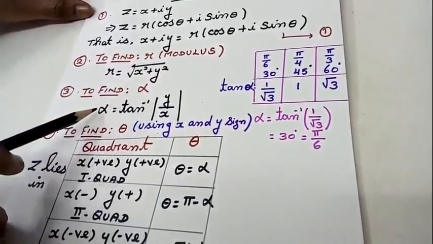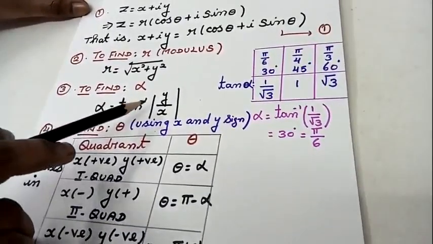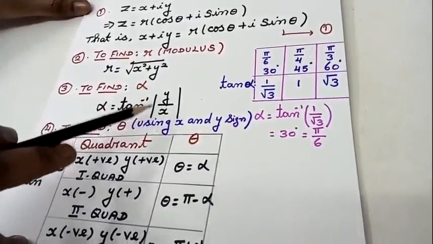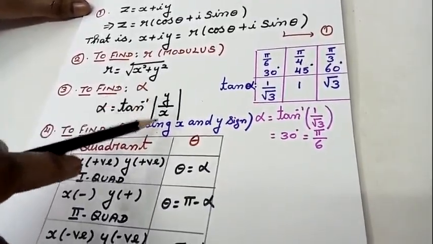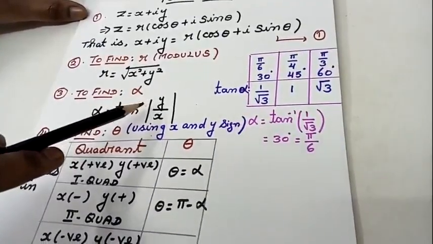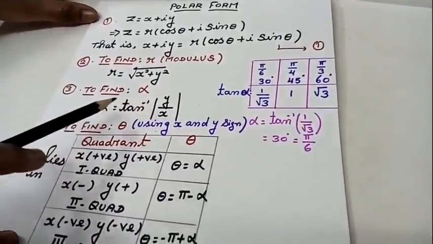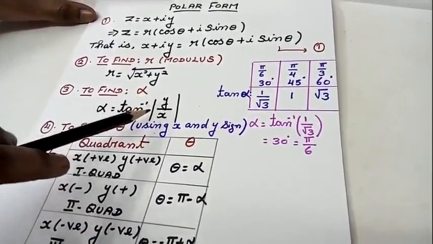So what is the formula for alpha? Alpha is equal to tan inverse of modulus of y by x. Don't forget this, students, modulus of y by x. Suppose you get a negative sign inside, you will convert it into positive. So I am going to use this one, alpha is equal to tan inverse of modulus of y by x.